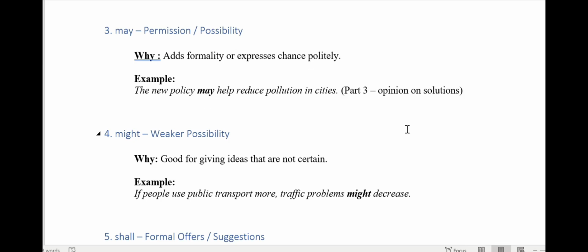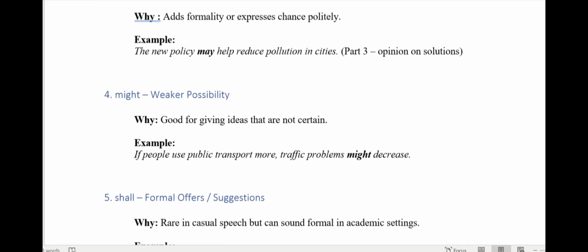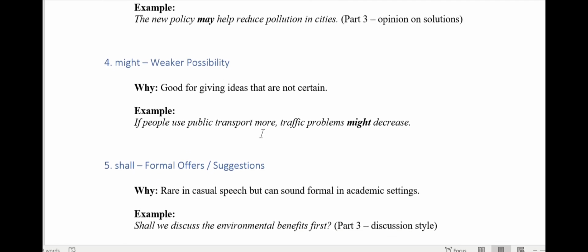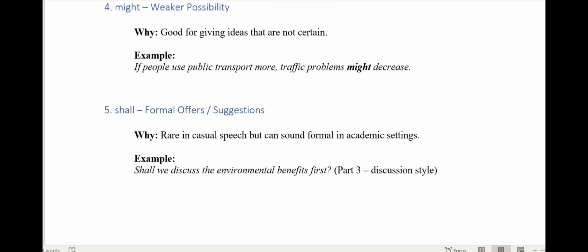The following word is might. Might speaks about the weaker possibilities, which is good for giving ideas that are not certain, when you are not sure. So it is, if people use public transport more, traffic problems might decrease. It is a good idea, but I am not pretty sure of this idea. Right. You can still use it. So don't hesitate in using the words.